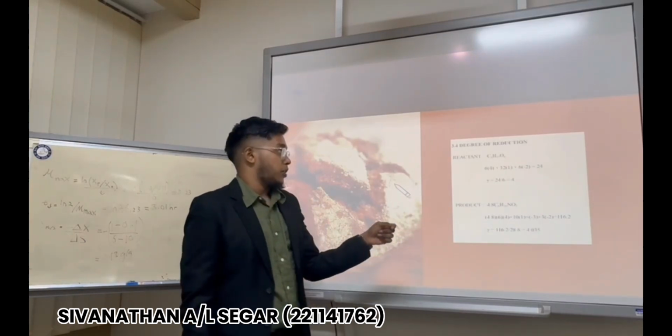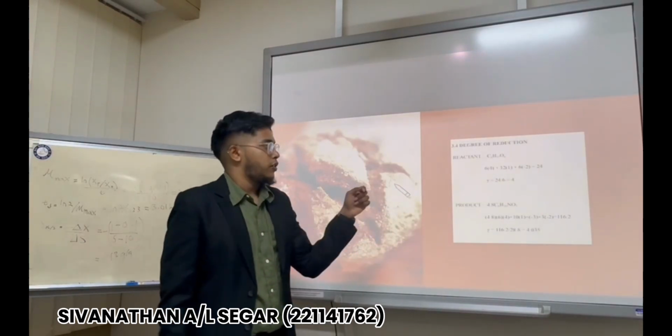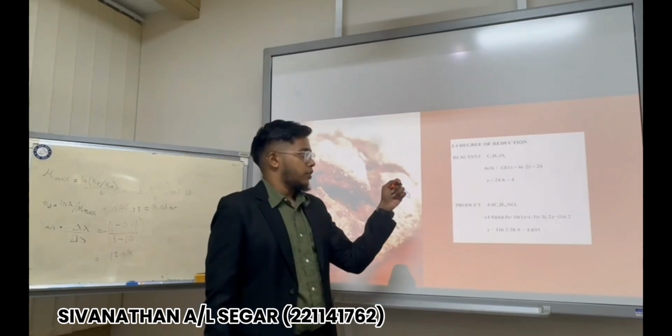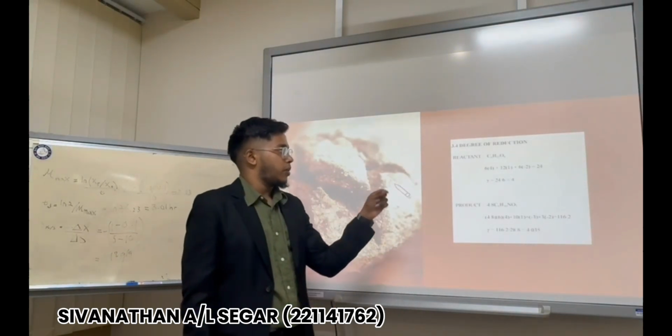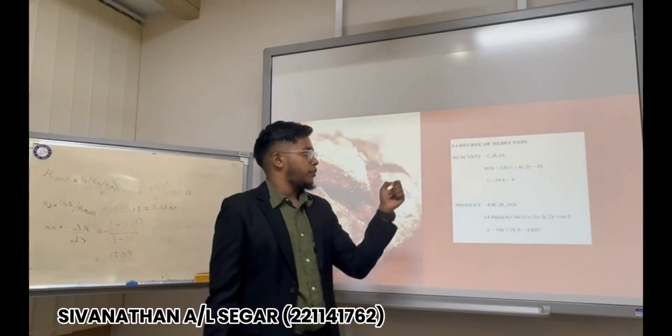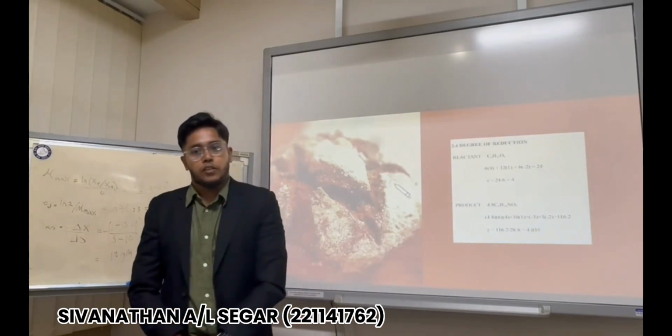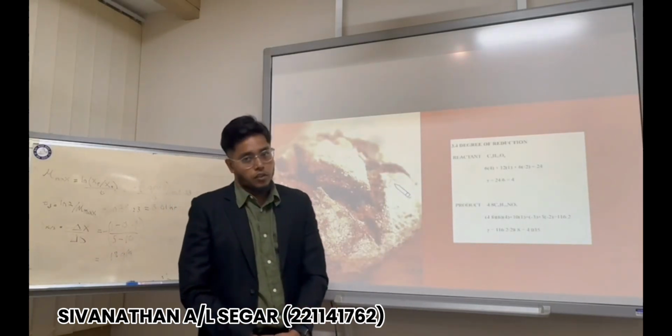To find the gamma, which is the degree of reduction, we divide the sum of all the elements in the molecule by the number of carbon. So we get 4 for the degree of reduction for the reactant, which is glucose.